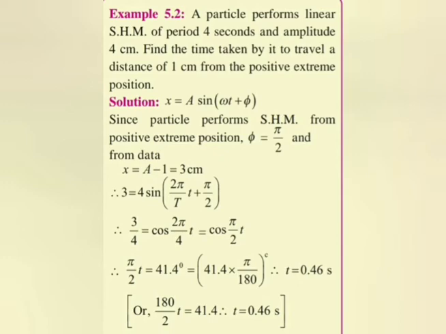And when we are converting this degree into a different unit, that is radians, students, 41.4 into pi by 180 radian. So here the time taken is t is equal to 0.46 second, it's taking when the particle is displaced 3 centimeter from the extreme condition here.